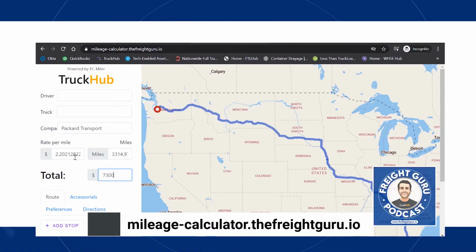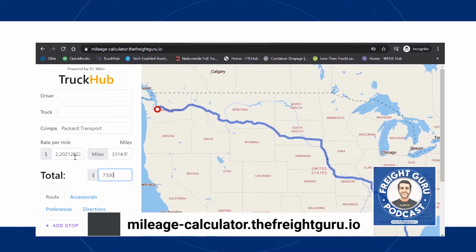So in future episodes, we're going to talk about fixed cost, variable cost, and getting an average cost per mile on your trucks. But for now, if hypothetically you knew that your cost per mile is $1.88, you would be 20-something cents over your cost per mile. So that would be a profitable load out of Miami.